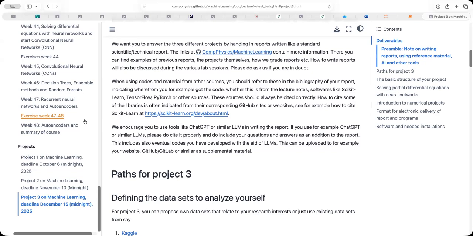Then we are planning to give feedback on project 2 by the end of this week. That's the schedule we have. That means you should have it roughly 15, 17, 18 days before the deadline for project 3, which is December the 15th. Okay, any questions on practicalities?